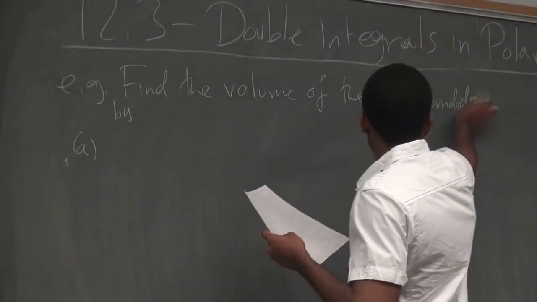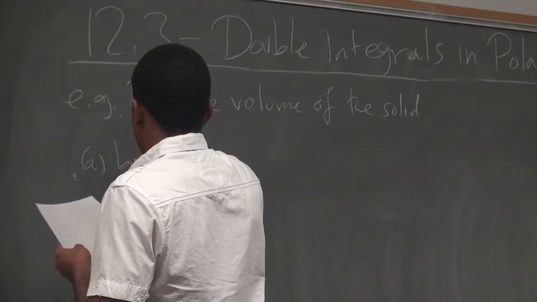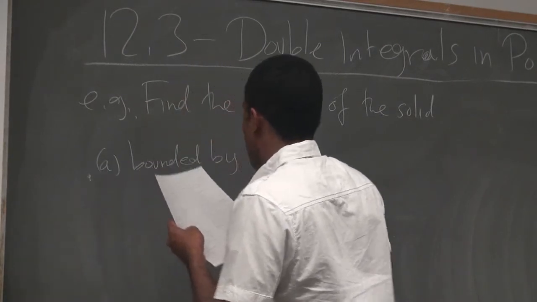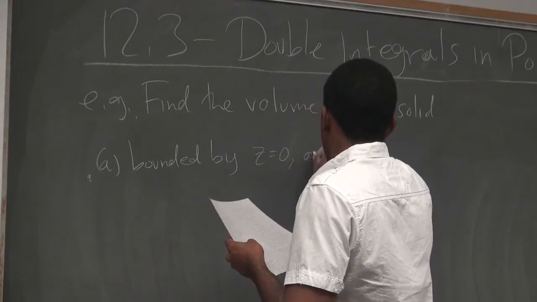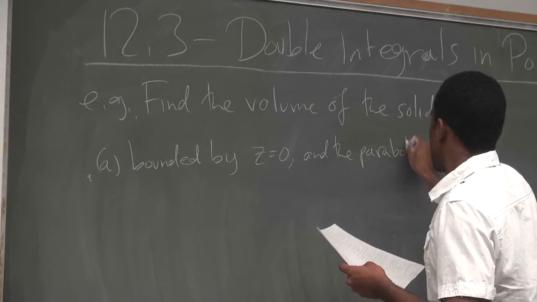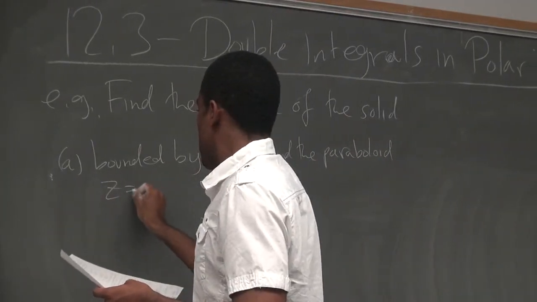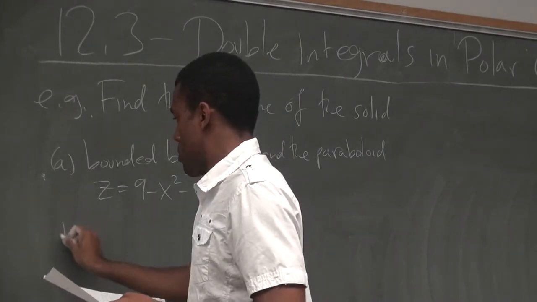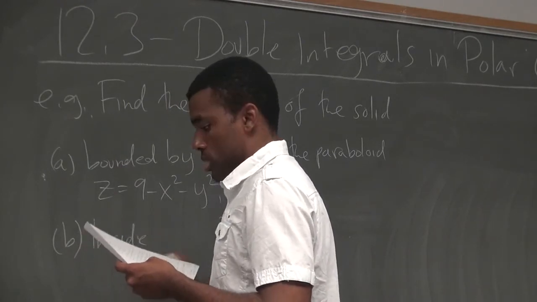Find the volume of the solid bounded by z equals 0 and the paraboloid z equals 9 minus x squared minus y squared. Inside.